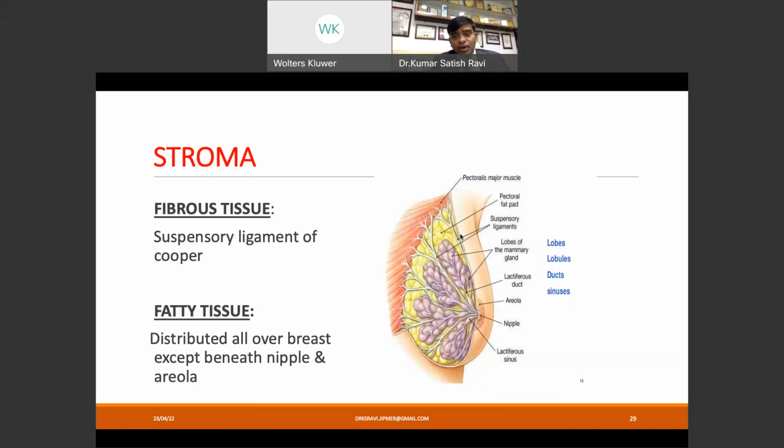When you see over here, these are radially arranged in the breast, and they are responsible for the protruded structure of the breast. As age advances, the ligaments become atrophied, and it leads to the pendulous shape of the breast. So this is all about it.